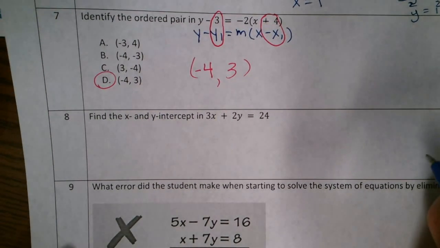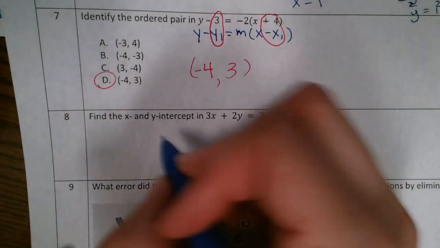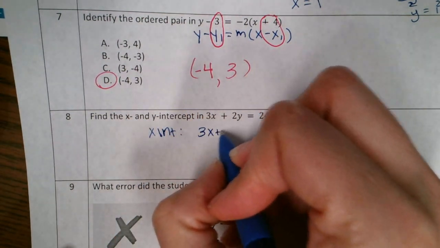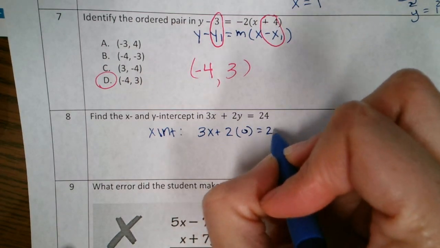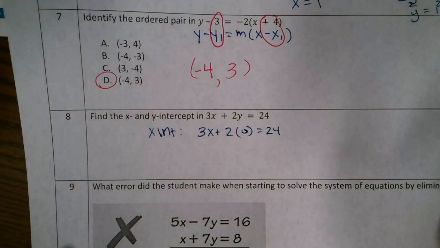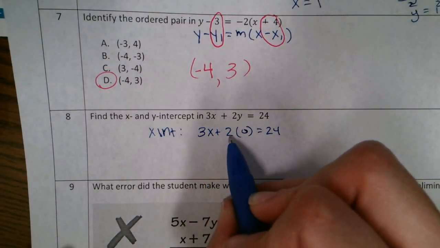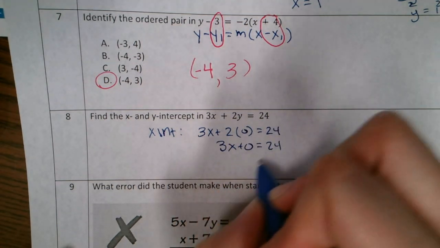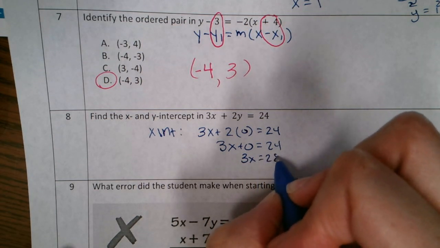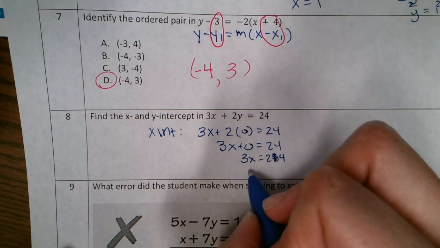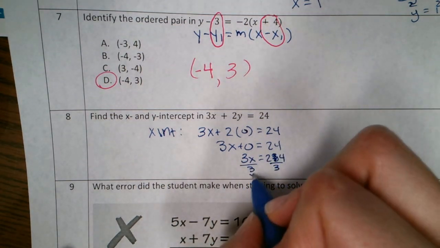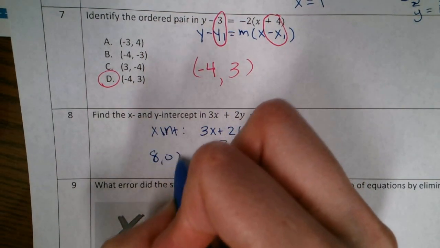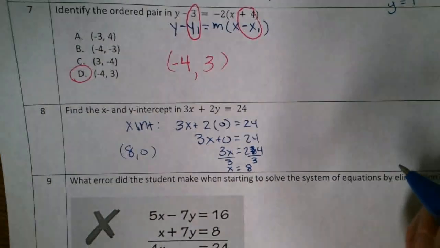Number 8, find the x and y intercept. To find the x-intercept, we make our y 0, and we solve for x. Follow order of operations. 2 times 0 is just 0. So it's just 3x equals 24. Divide by 3, and I get x is 8. So my x-intercept is 8, 0.